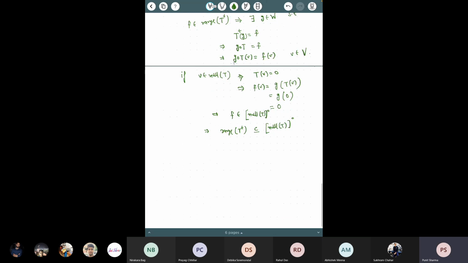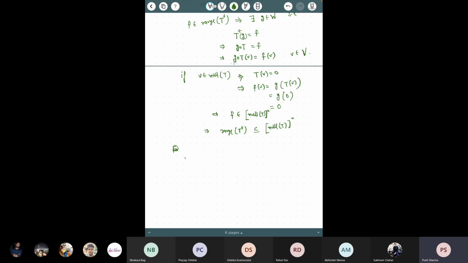So for the other direction, I will show that both these spaces have the same dimension, and then they are the same. So for the converse, I will show that they have the same dimension. So again, use the same rank nullity and the other result. So we have two results for the dimension. One is the rank nullity theorem, and the other one is dimension of W plus dimension of W annihilator is equal to the dimension of the space.